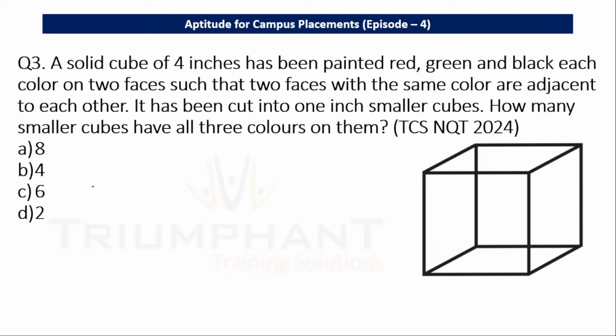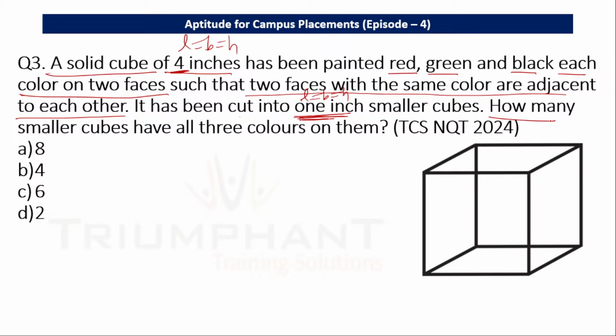Yes. Next, question number 3. Now here is the question. A solid cube of 4 inches, in the sense length, breadth, height, has been painted red, green, black, each color on 2 faces, such that 2 faces with the same color are adjacent to each other. It has been then cut into 1 inch smaller cubes. It was actually a 4-inch cube. Now it is cut into 1 inch cubes. Question: how many of these smaller cubes have all 3 colors on them? By the way, this was asked in TCS NQT 2024.